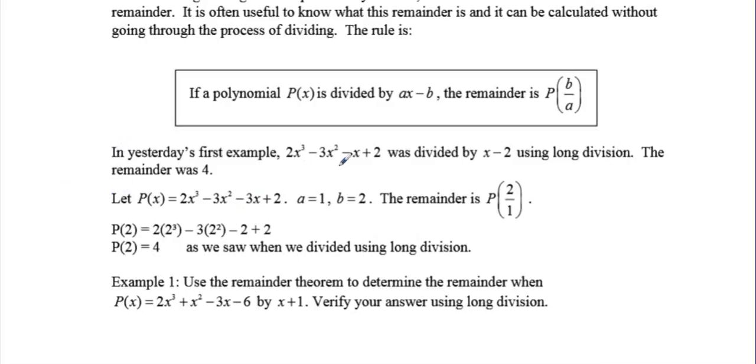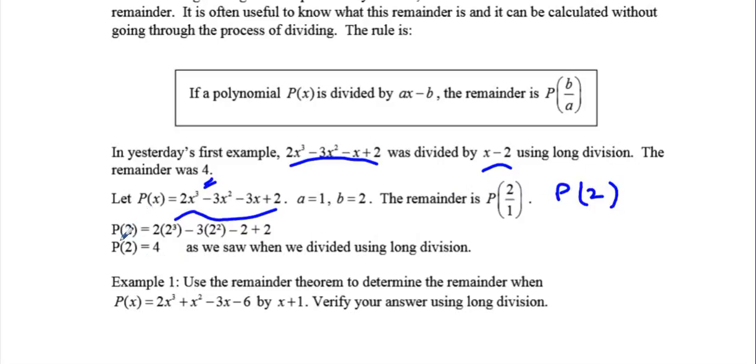All right, so if you look back on your notes from yesterday, we took this polynomial function and we divided it by x minus 2 using long division, and we got a remainder of 4. Well, if we use the remainder theorem, then p of x is just our dividend. That's this part here. Our a here is the coefficient of the x term, so that's 1. Our b is the opposite sign of this term, so that's positive 2. So our remainder is p of 2 over 1, or just p of 2.